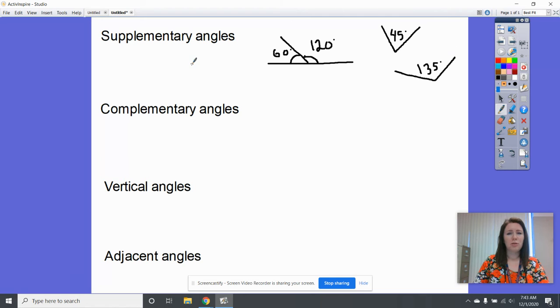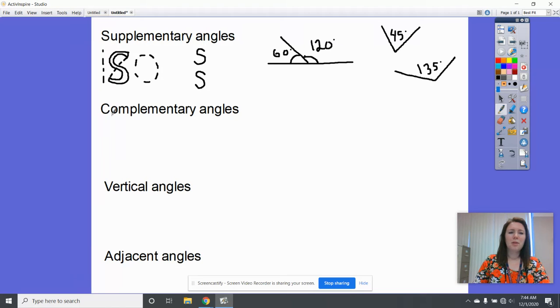So yes, they're supplementary. There's a couple of ways that you can remember the vocabulary word supplementary. The first is that the S in supplementary, you can turn it into an 8 for 180 degrees. So that helps you remember that supplementary is 180 degrees. Another way you can remember it is that supplementary starts with an S and a straight line starts with an S. So it has to be two angles that create a straight line, which is 180 degrees.